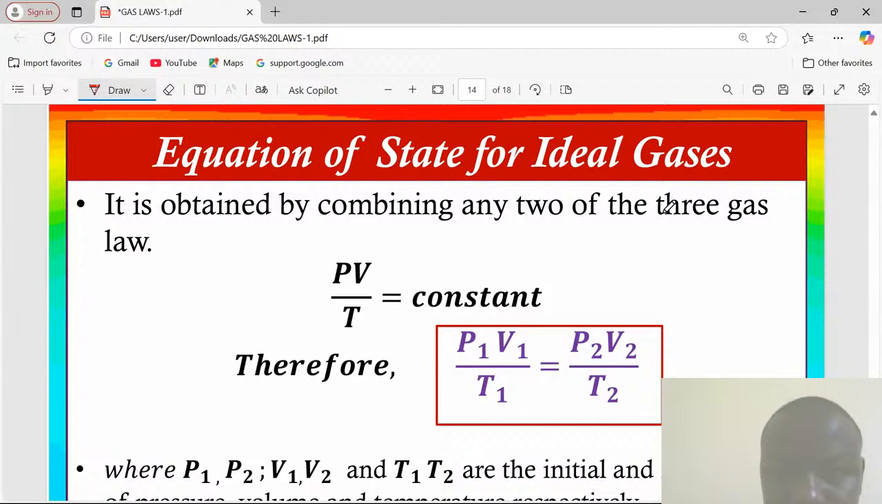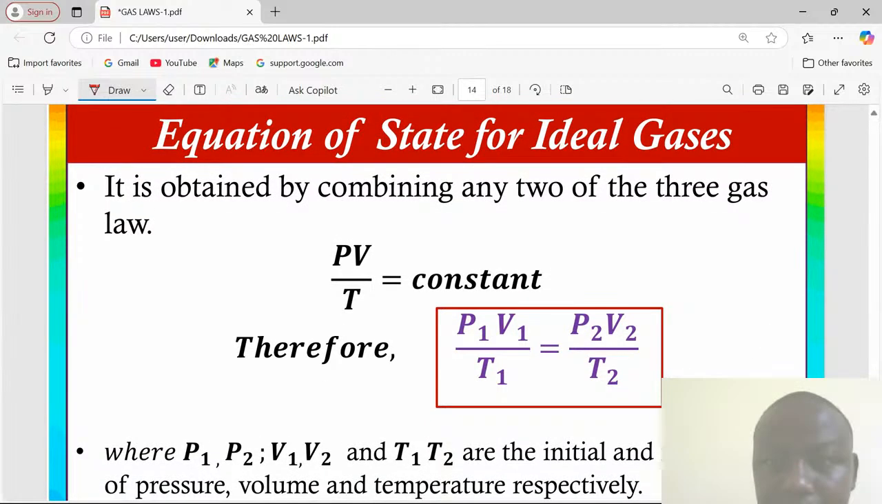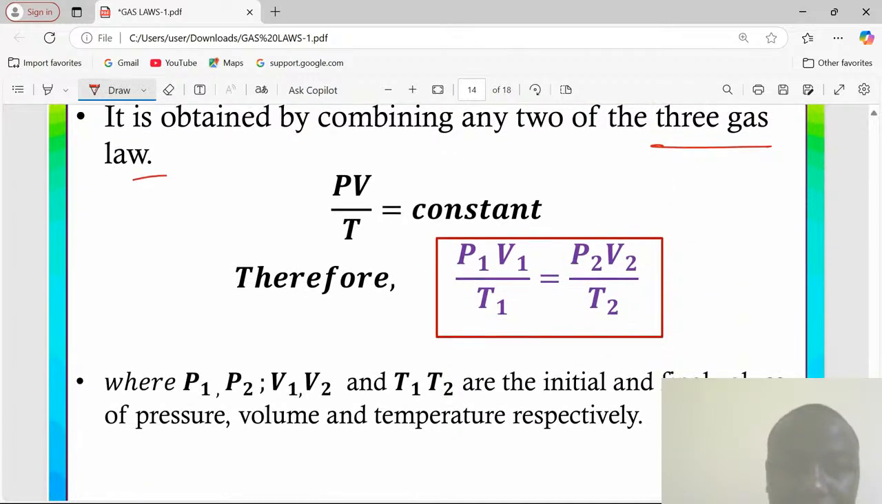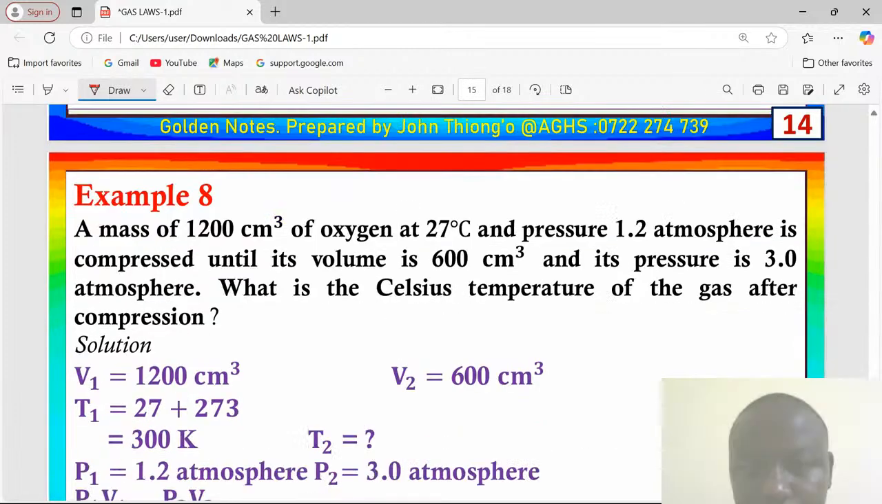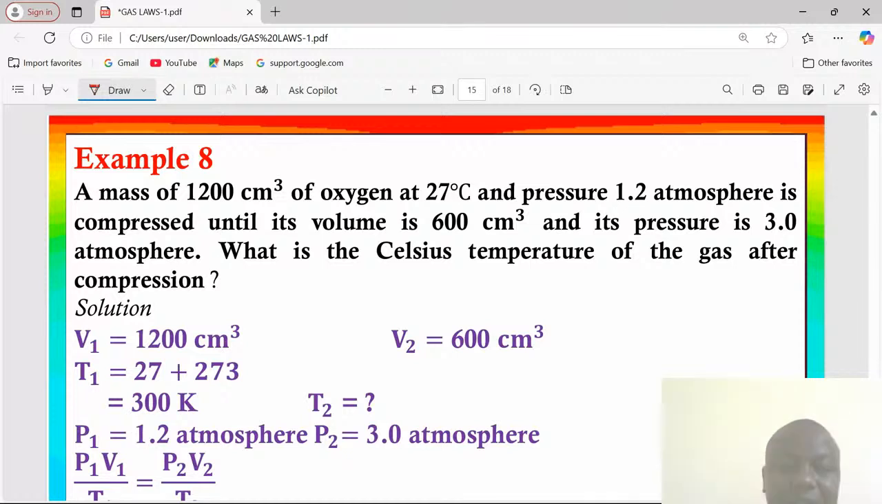So let's now look at the combined equation, which is gotten from the three gas laws, whereby we relate pressure, volume, and temperature. And we say that pressure times volume divided by the temperature is usually a constant. That means P1 V1 out of temperature 1 is the same as P2 V2 out of temperature 2. When you vary all the three quantities, that is how they relate. So from that we can get a few questions. Let's do the first one.